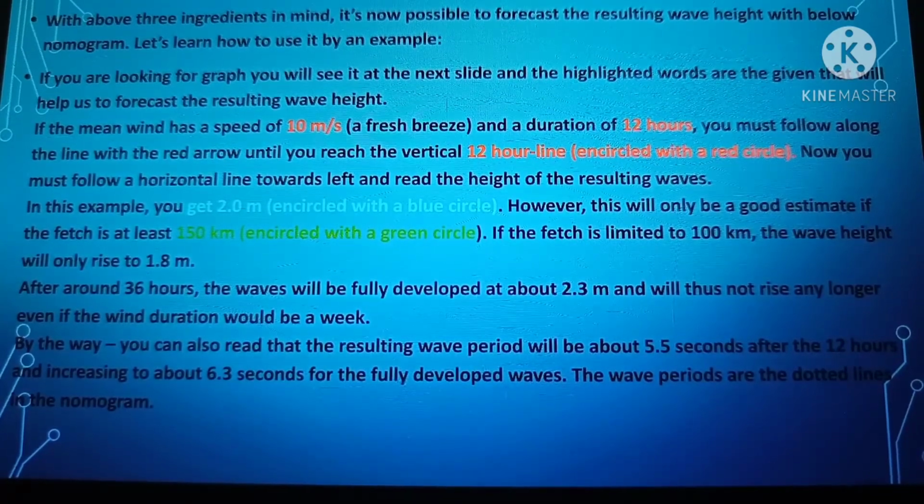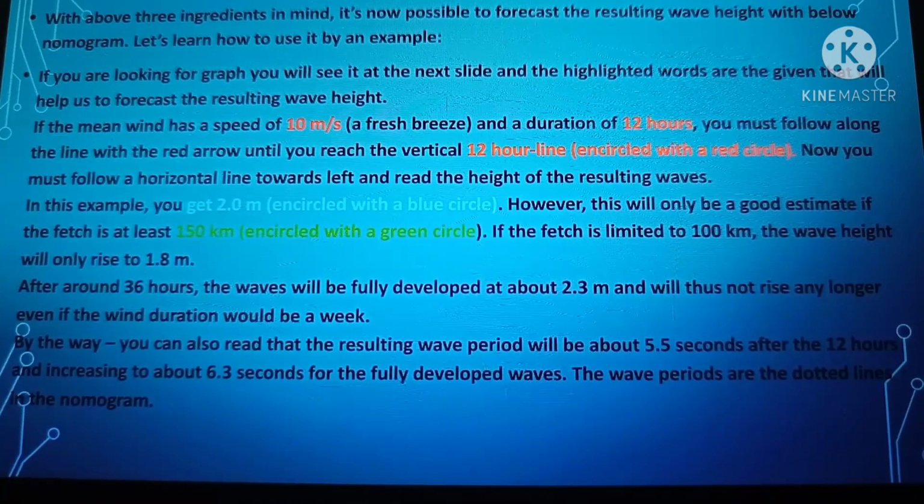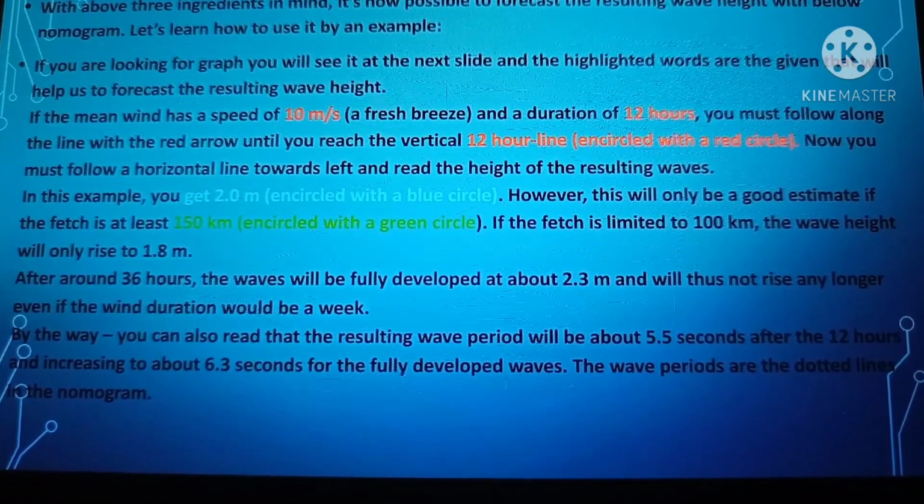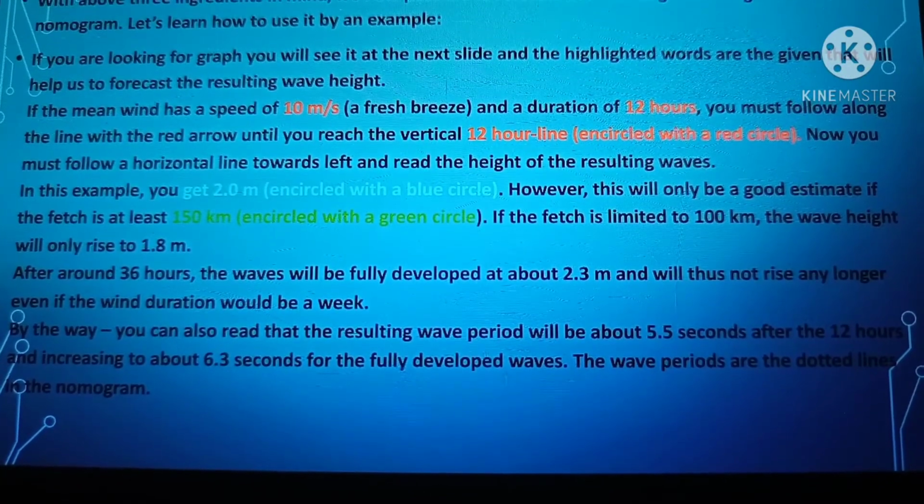By the way, you can also read that the resulting wave period will be about 5.5 seconds after 12 hours, increasing to about 6.3 seconds for the fully developed waves. The wave periods are the dotted lines in the nomogram.